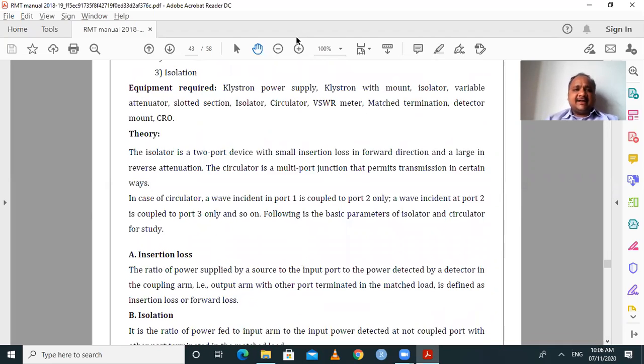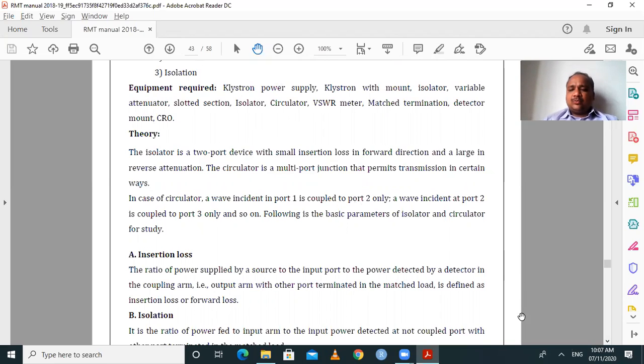Now there is a certain theoretical part of the isolator. Isolator and circulator are both ferrite devices, and they use the principle of Faraday rotation. Inside the structure of the isolator and circulator, there is a rotator, so that waveforms get rotated by either 45 degrees or 90 degrees. These ferrite devices are used in microwave systems for isolation and for circulation purposes.